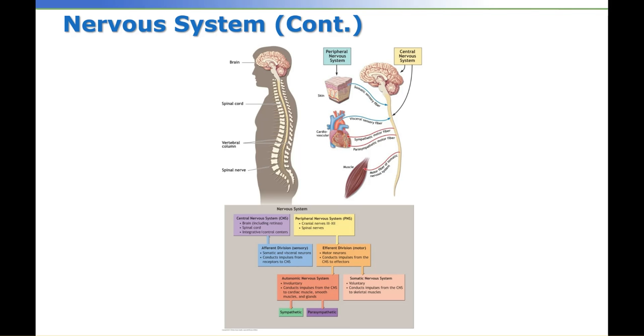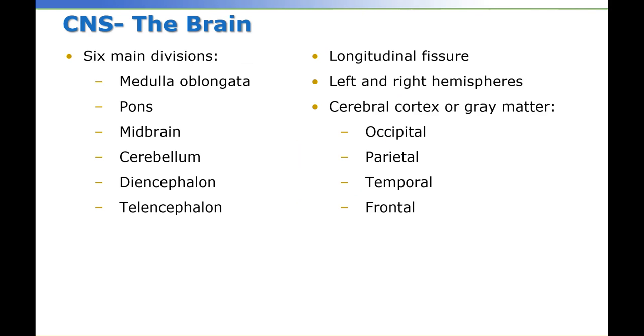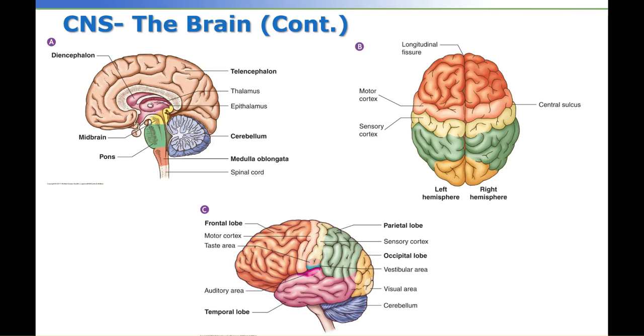And then you have the central nervous system, including the brain, retina, spinal cord, integrative control center, afferent, sensory, somatic and visceral neurons, conducts impulses from the receptors to the central nervous system. So we'll go over all this. Central nervous system, the brain, you have 6 major divisions. You have the medulla oblongata, pons, midbrain, cerebellum, diencephalon, telencephalon. You have the longitudinal fissure, right and left hemispheres, cerebral cortex, gray matter, occipital, parietal, temporal, and frontal areas. And this is on page 322, and it describes all the portions of the brain.